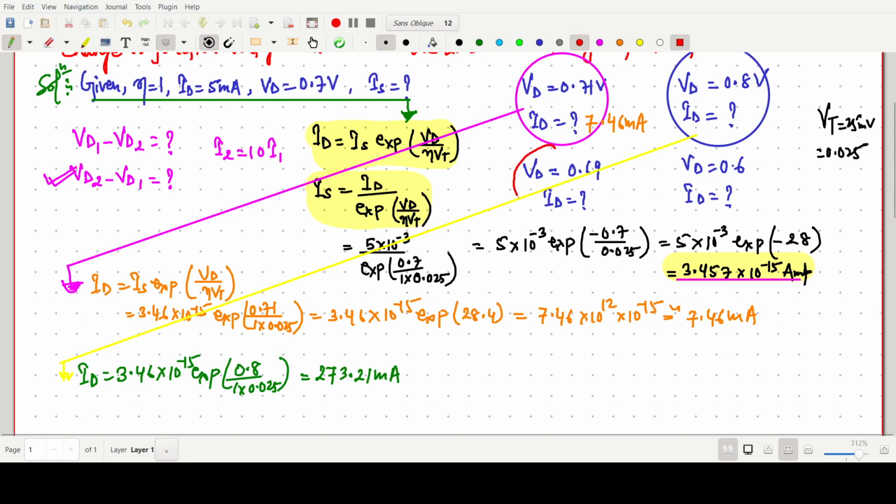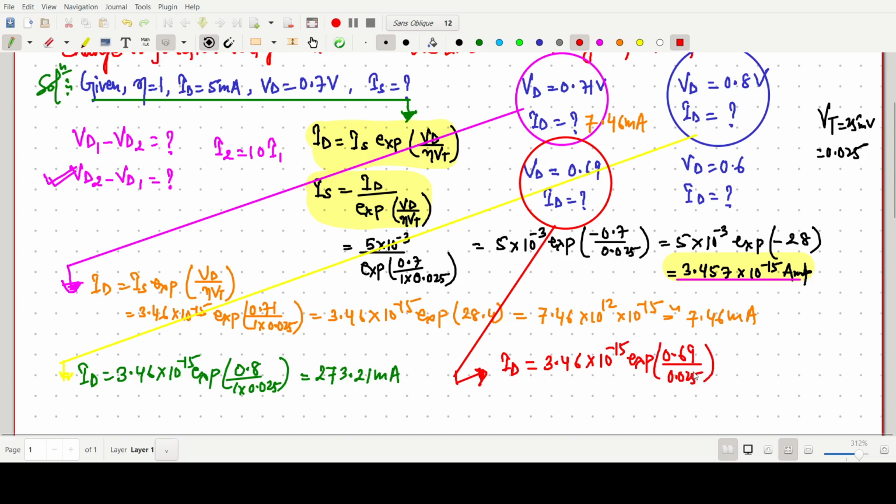Now for the next one, when the Vd is lowered, again we have to find the ID. For ID, again we have to write, because the saturation current will be the same, because for the same diode I am using exp. Now this one is lowered down, so 0.69 divided by 0.025. Multiplication by 1 is there, so no need to write too many things. So it will be around 3.35 milliampere after solution.